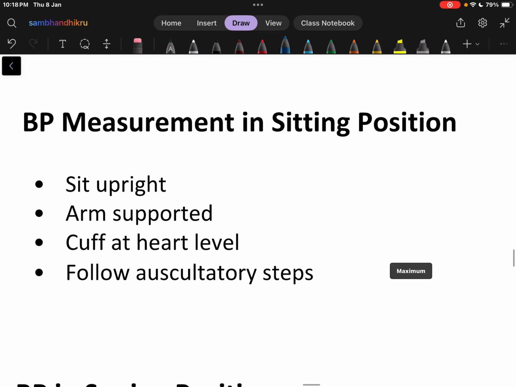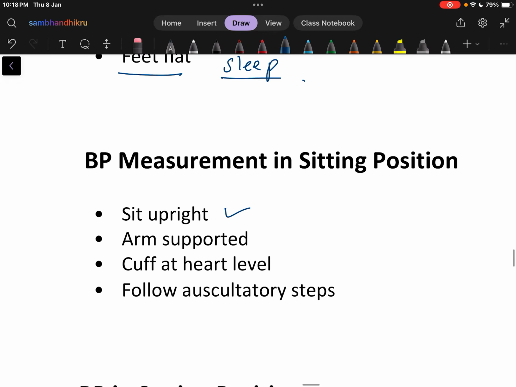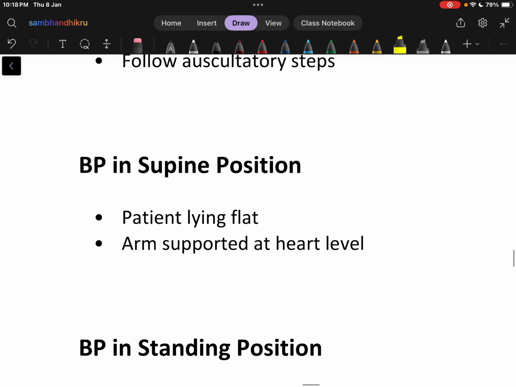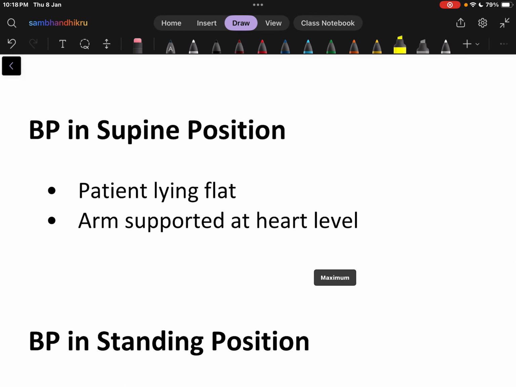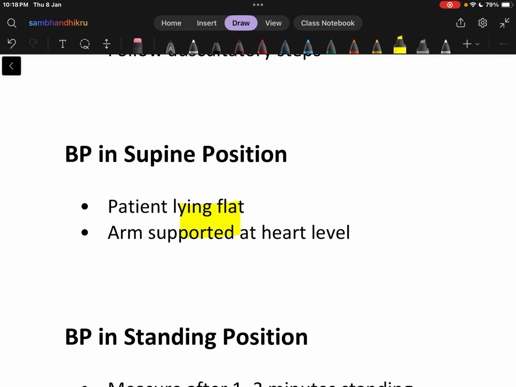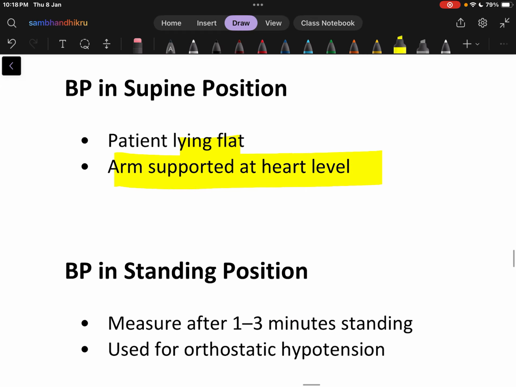Next, BP measurement in sitting position. Sit upright, arm should be supported. Okay, cuff at heart level. Follow the auscultatory steps, right? Yes. So next, BP in supine position. The patient should be lying flat, with the arm supported at the heart level, as I said.